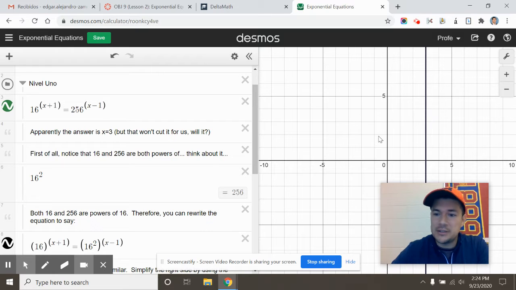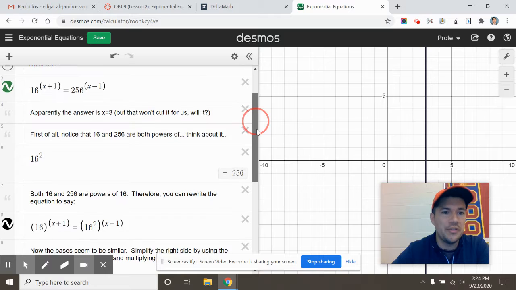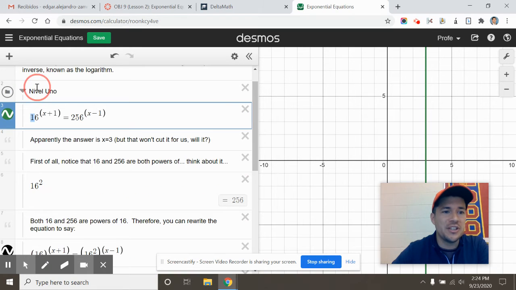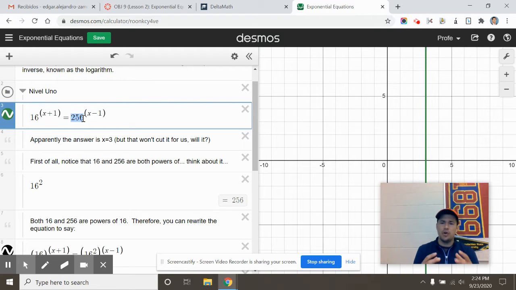But that's not what matters. What matters is the process. So how can we prove that the answer is 3? Well, this is going to be the best skill that you have for these types of exponential equations. You need to take a look at the two bases that you have, 16 and 256. You need to ask yourself, those two numbers are an output of what power?